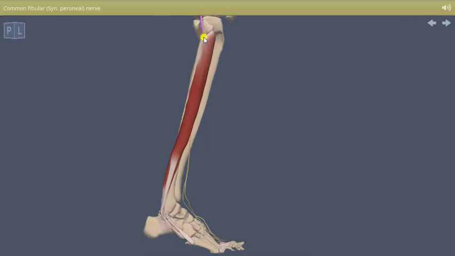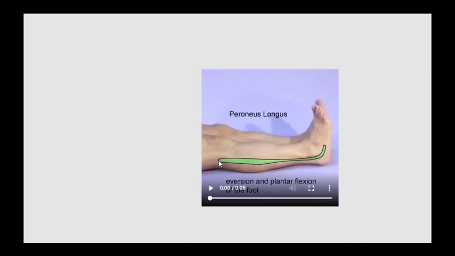The common fibular nerve, this is the superficial branch which supplies the muscles of the lateral compartment, and then here it becomes cutaneous to supply the skin of the dorsal aspect of the foot, except the cleft between the first and the second toes, which is supplied by the deep fibular nerve.